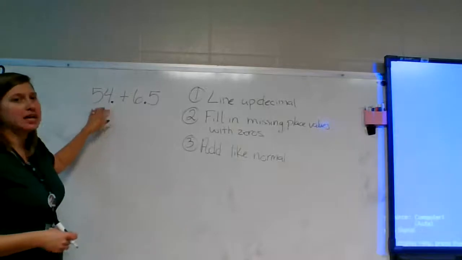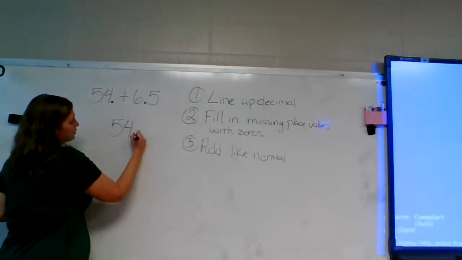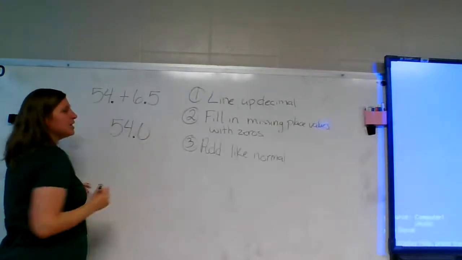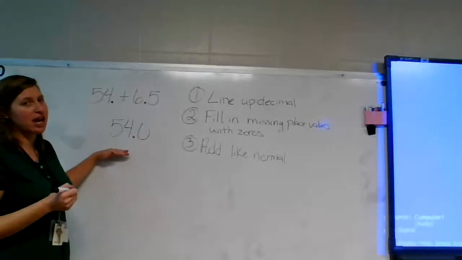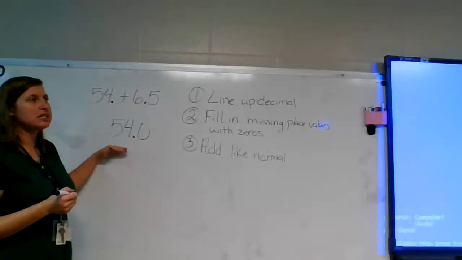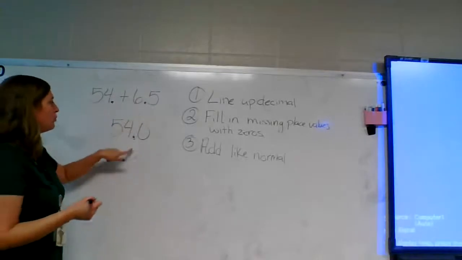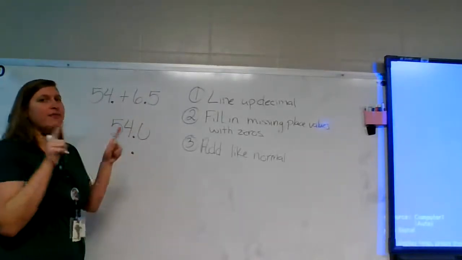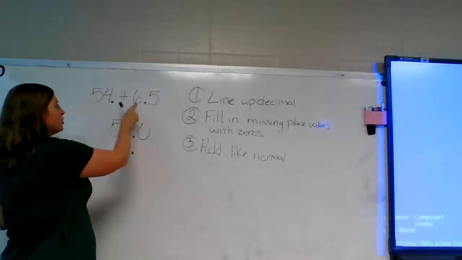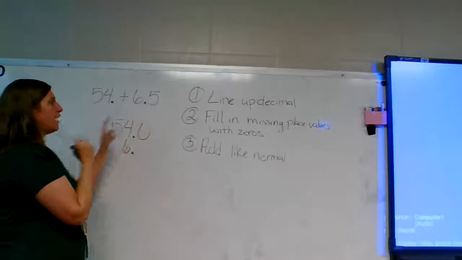So I'm going to put the top number. I'm going to have a decimal, and we can always add zeros after our decimal. And I still have not changed anything. So this still just says 54. I'm going to put my decimal directly below the other decimal and fill in the numbers around it. So this 6 is on the left-hand side of my decimal. The 5 is on the right.